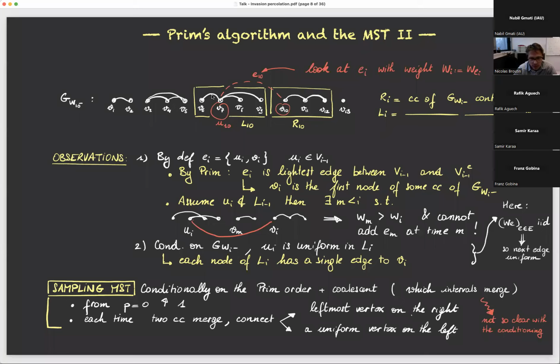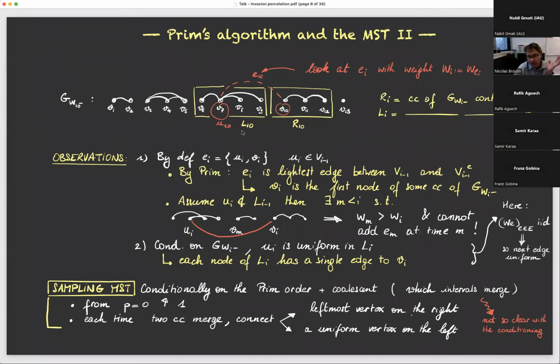the left. Okay, so something else that will be interesting for us later is that now assume, so this is true regardless of the weights. Okay, they just have to be distinct for simplicity. But now, if they are uniform, if the weights are uniform, what happens? If the weights are uniform, we can say more. Because if the weights are uniform, and I tell you these two connected components merge together, and I condition on the graph at time WI, then the node UI must be uniform on the left.